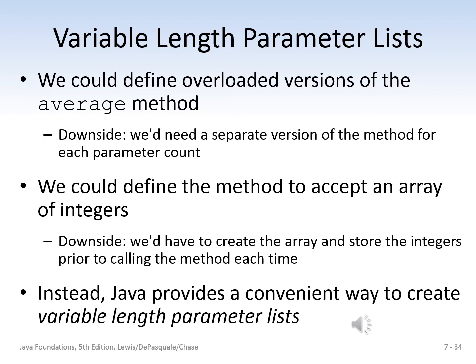As I just mentioned, overloading versions of the average method could accomplish this, but we'd need an overloaded method for every single number of parameters. We could define the method to accept an array of integers. However, we'd have to create the array and store the integers prior to calling the method each time. Instead of these two ways, Java provides a way to create variable length parameter lists that incorporate an array.